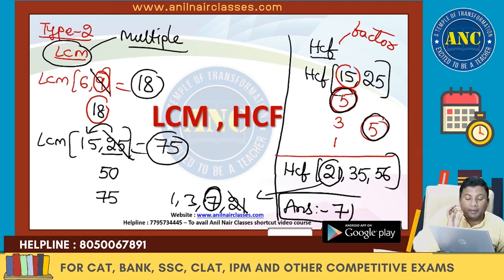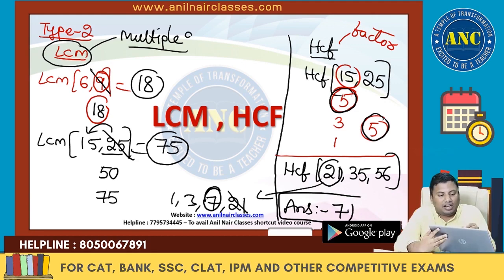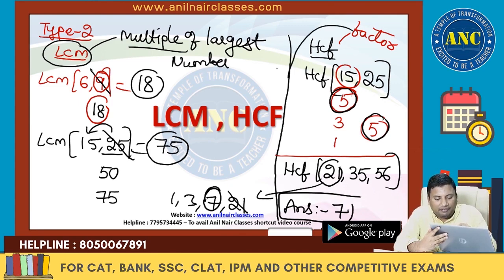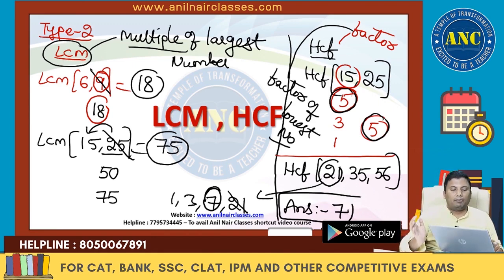In LCM, I will take the multiple of the largest number. In HCF, I will take the factor of the lowest number. No difference, both are the same.